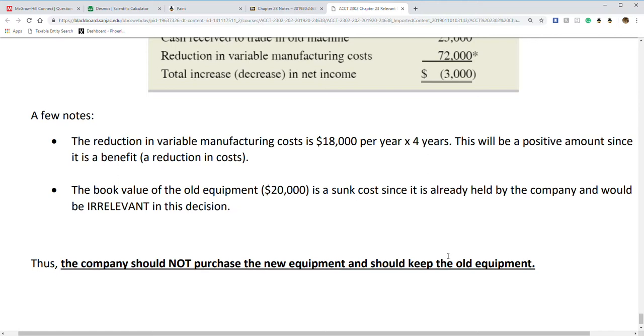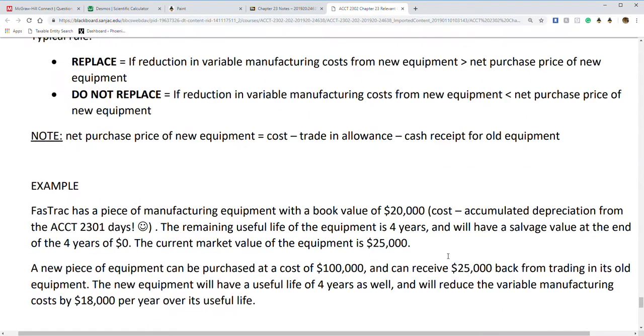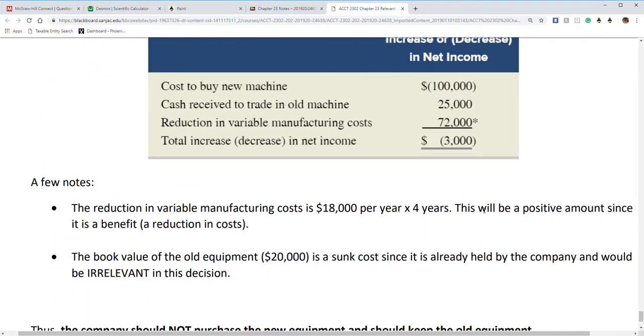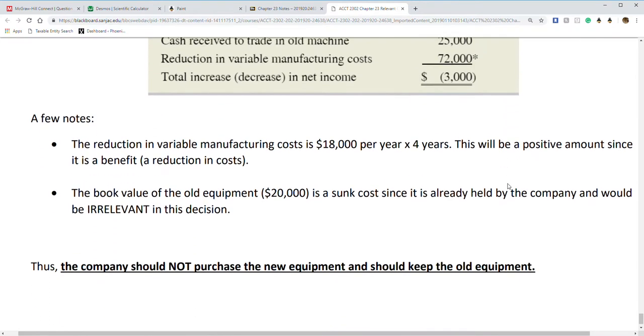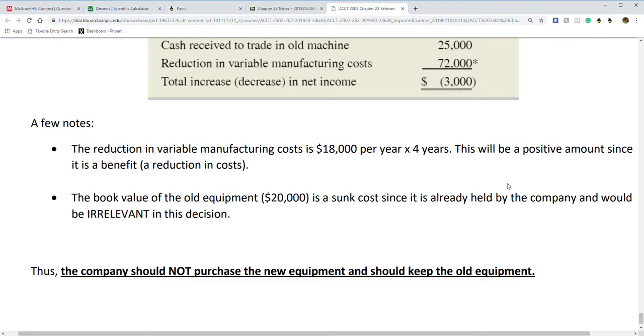With that, the book value of the old equipment, $20,000, is known as a sunk cost. We don't care. It is what it is. It's the book value. What we do care about is whether this becomes positive or negative if we buy it. Since it's negative, it means even after everything, we still went $3,000 over budget. The company should not purchase this new equipment, and should keep the old one because the old one's providing a better benefit.